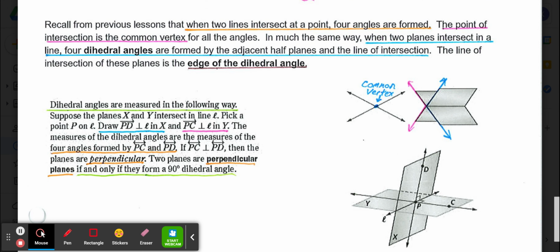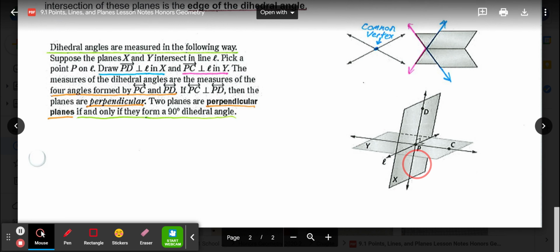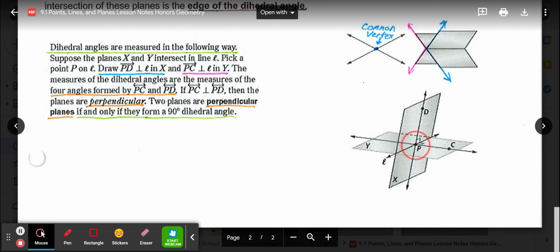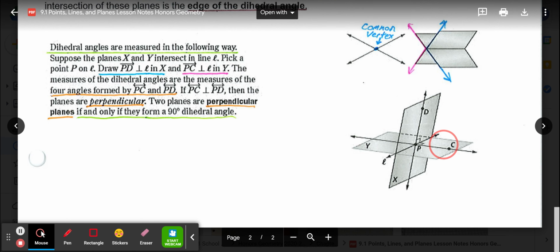Then how do we measure these dihedral angles? Well, they're measured in the following way. Suppose planes X and Y, which we see here, intersect at line L. So line L right here. What you would do is pick a point anywhere on line L, so they use point P. Then you would draw a ray PD that's perpendicular to L in plane X. Then you would draw ray PC that's perpendicular to L in plane Y. So you would draw one ray in one plane that's perpendicular and one ray in the other that's perpendicular.